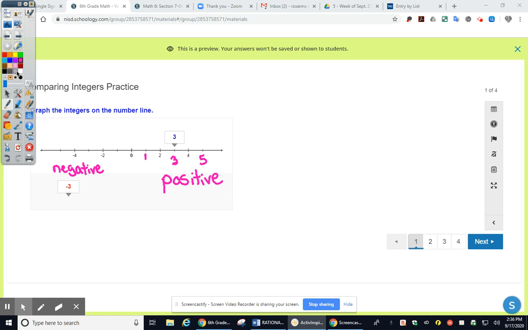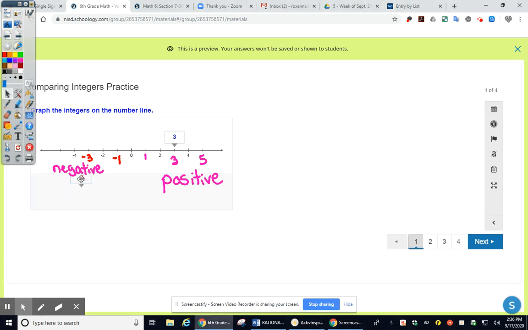So if all numbers to the right are positive, that means all numbers to the left are negative. Right? So remember, the opposite of a positive 3 is a negative 3, and they're at the same distance from 0 on the number line. If this is 0, and this is positive 1, I go 1 jump to the right to get to positive 1. That means I go 1 jump to the left to get to negative 1. Okay, 2 jumps to the left to get to negative 2. So 3 jumps to the left to get to negative 3.